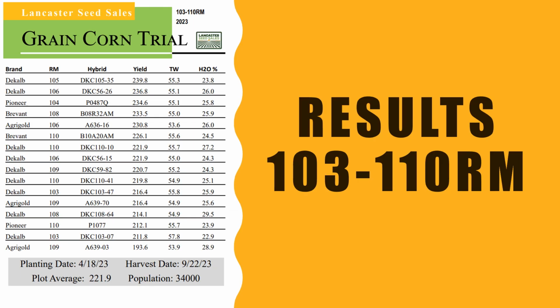All right, the first results we're going to get into are the 103 to 110 maturity trial. This was one of those replicated block trials that JG Ag Service did for us. So each hybrid here was replicated 3 times and then averaged out. Leading the pack this year was 105.35. Some of you guys had that this year. It was new for last year.